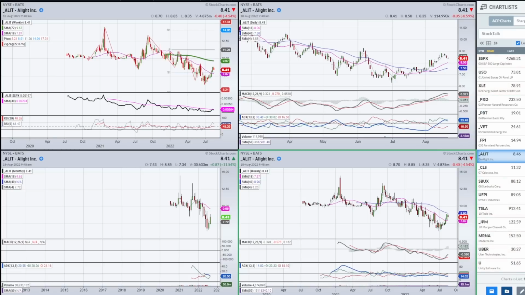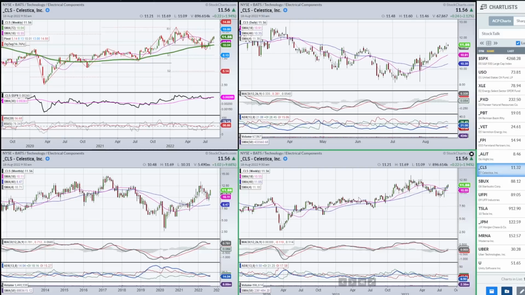If we can get some kind of a pullback towards the 18 as it cups around, I think I'd have more interest in that. From a short-term standpoint, I guess you could try and play this, but there's so much resistance up here. I think that would be a tough play.